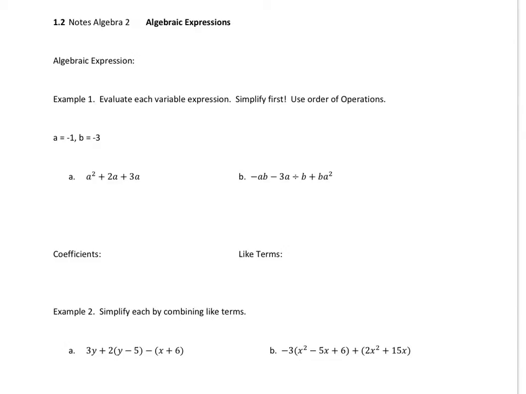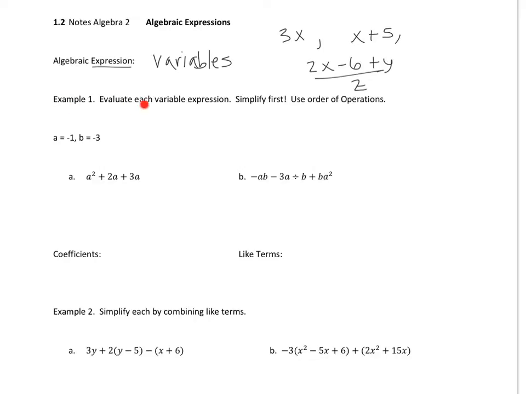An algebraic expression is an expression that includes variables. An algebraic expression is not an equation, so it would look something like this. Here's an example: 3x, or x plus 5, or (2x minus 6 plus y) all over z. There's not an equal sign, but it includes variables.